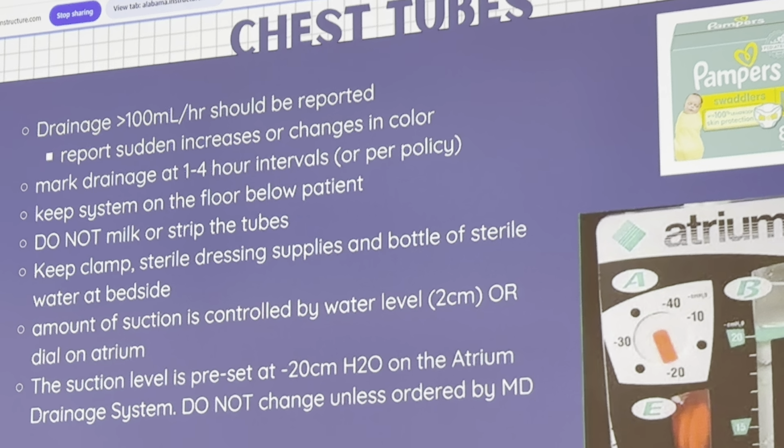So each time I go into the room to assess, I'm going to mark where I get my drainage amount out. And then usually I'll put the time and my initials somewhere in there. I'll put a black line on it so I know from 12 o'clock to 1 o'clock, I only drained out 50. And then from 1 o'clock to 2 o'clock, I drained out 200. I need to let somebody know that between that 1 and 2 o'clock hour I've drained more than 100 mils per hour.